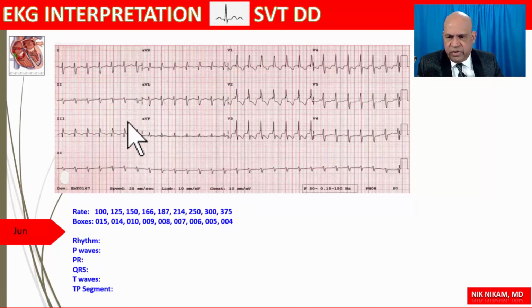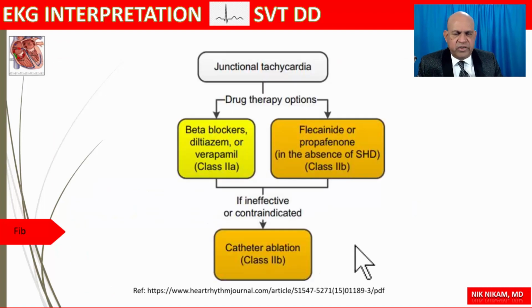So since we don't see any definite P waves preceding the QRS complexes, we could be dealing with the junctional tachycardia with a rate of 180 per minute with low QRS voltage in the limb leads, right bundle branch block, and STT changes in the anterior leads with non-specific STT changes in the lateral leads. Let's continue. Okay, junctional tachycardia.